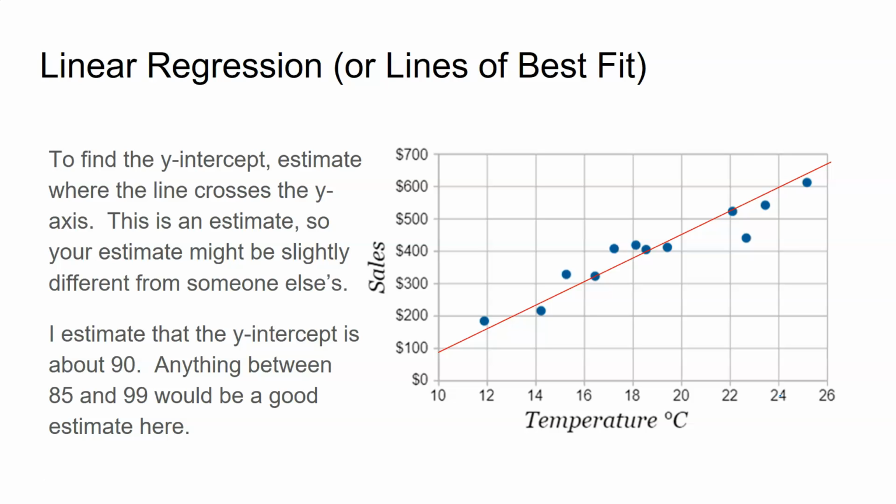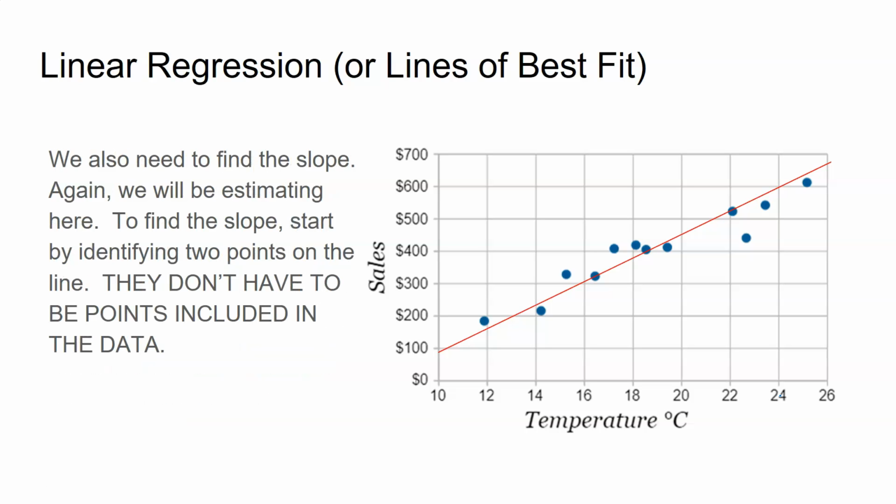I estimate that the y-intercept is about 90. Anything between 85 and 99 would be a good estimate here. We also need to find the slope. Again, we will be estimating.